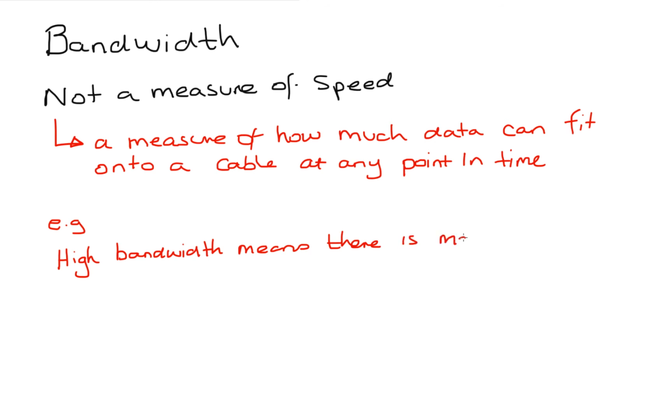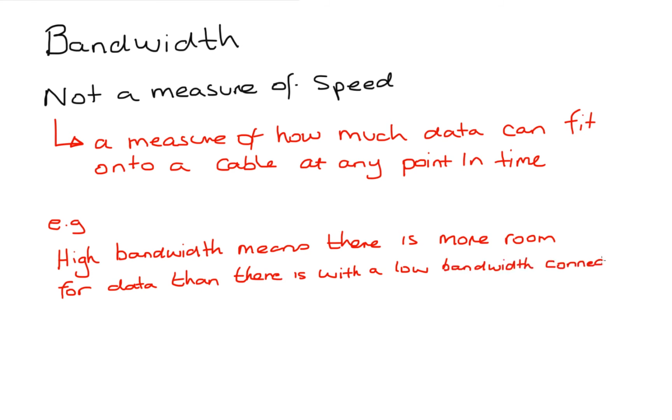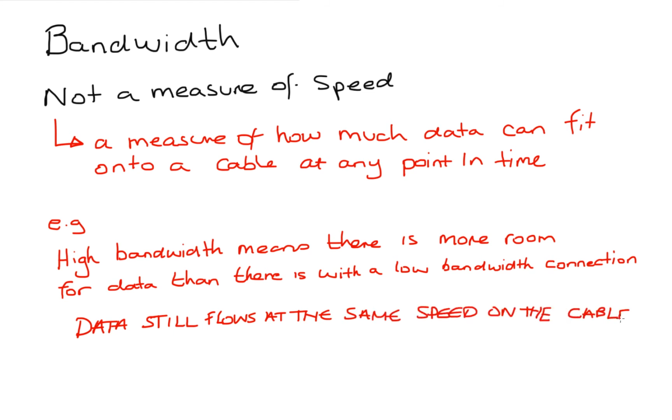For example, high bandwidth means that there's more room for data on the cable than there is with a low bandwidth connection. Data still flows at exactly the same speed on the cable. It will flow at the speed of electricity or at the speed of light if using optical fiber cables.